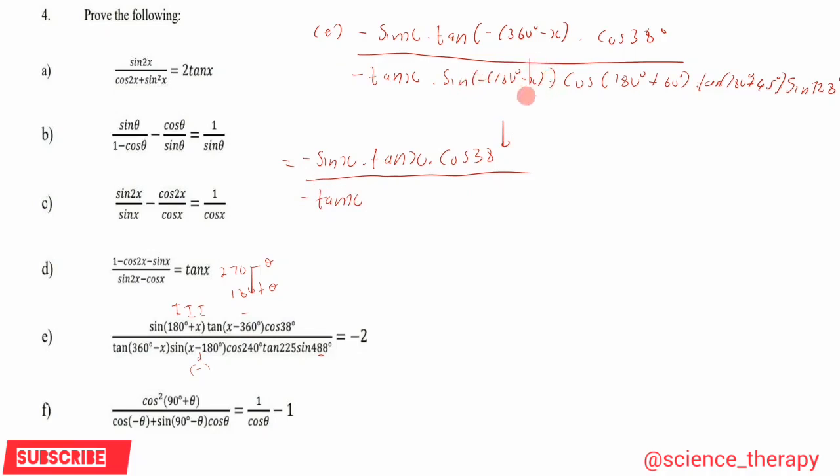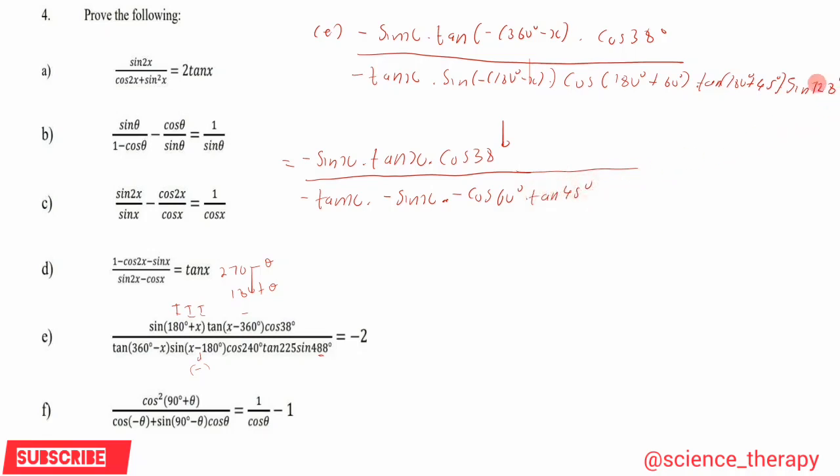Now, what is sine of a negative angle? It's negative, and then sine is positive in the second quadrant. So negative and positive will give us that negative. So negative sine x. Then cos in the third quadrant is what? Is negative, so we have negative cos 60 degrees. And then what about this one? Tan in the third quadrant is positive, so we have positive tan 45.